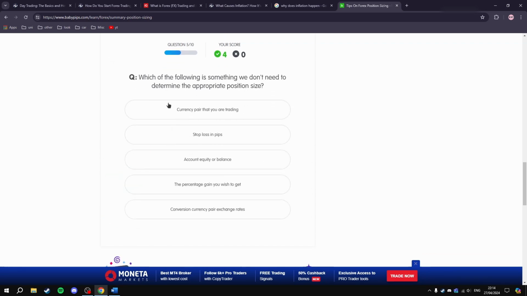Which of the following is something we don't need to determine the appropriate position size?